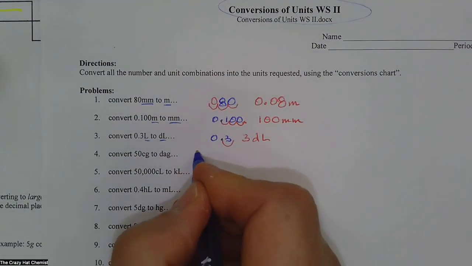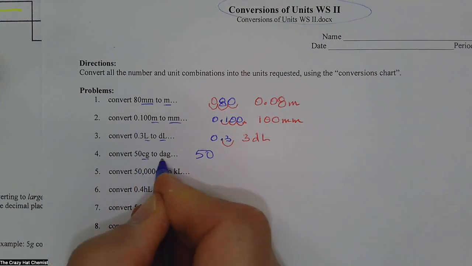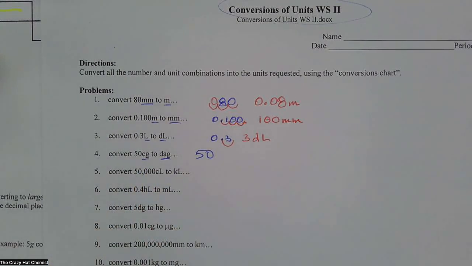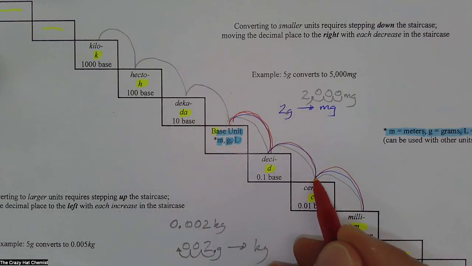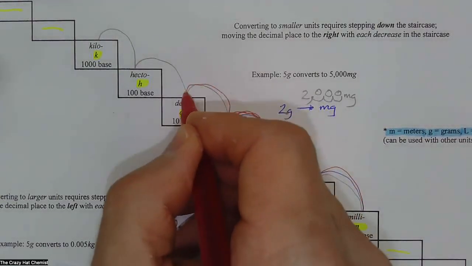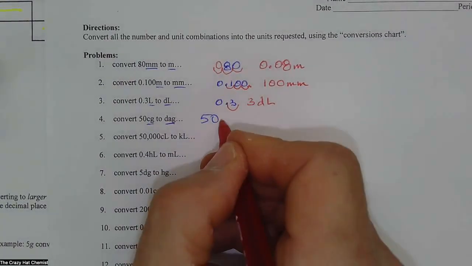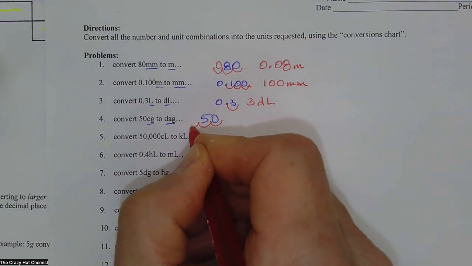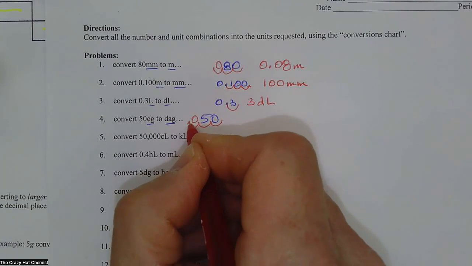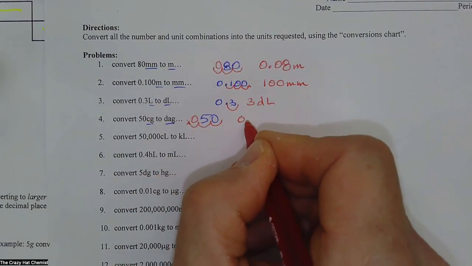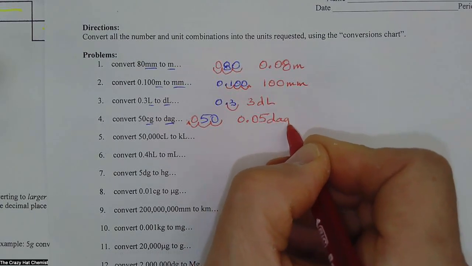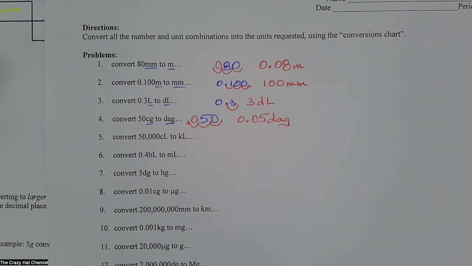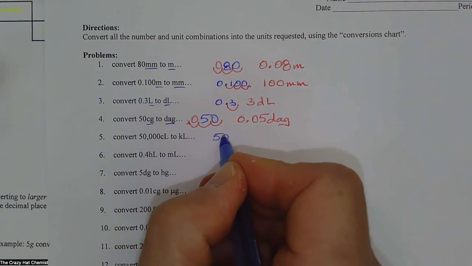All right, the next one is 50 centigrams to decagrams. So centi to deca. There's the centi, there's the deca. So I'm going to go 1, 2, 3 spots to the left. I'm going to place a 0 there, and there's my new decimal. So 0.05 decagrams. Beautiful, looking good.